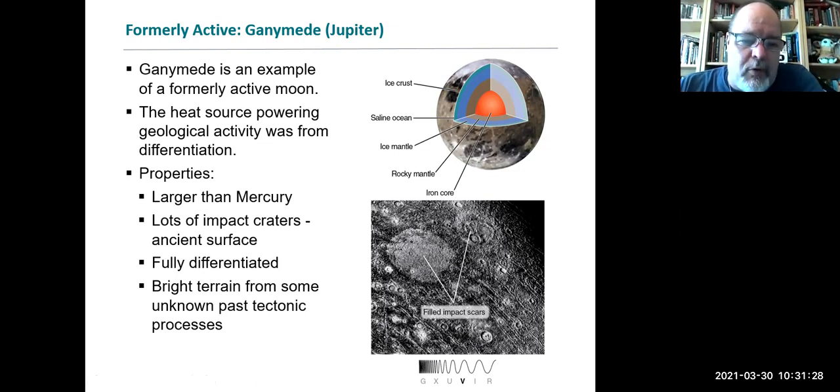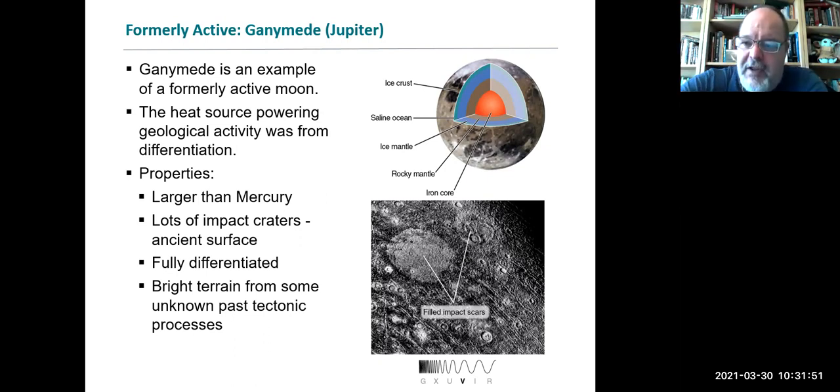Its heat source powers geological activity, and mostly from the early differentiation. So when it's in its molten state, the most dense things can fall to the core. That's why we have an iron core and rocky on the outside. And it's larger than Mercury. It has lots of impact craters, so it's got an ancient surface. It is fully differentiated. Remember, that just means different densities.